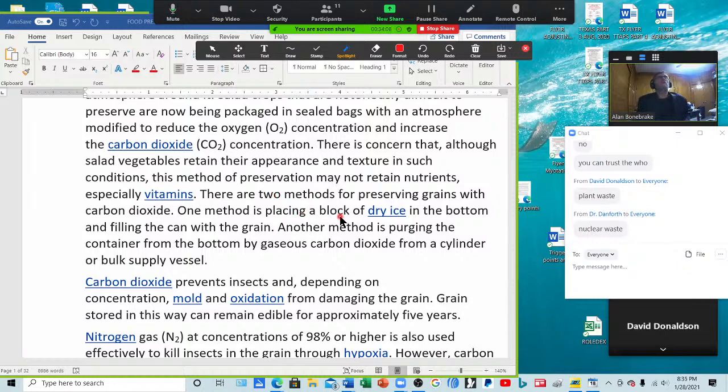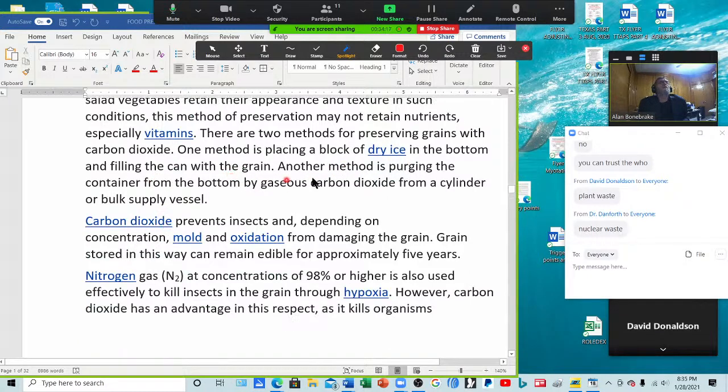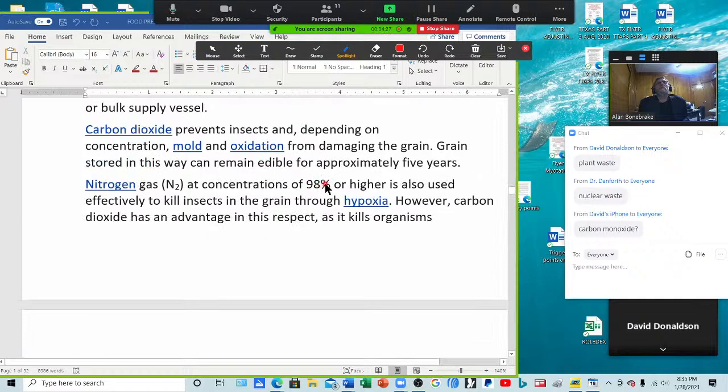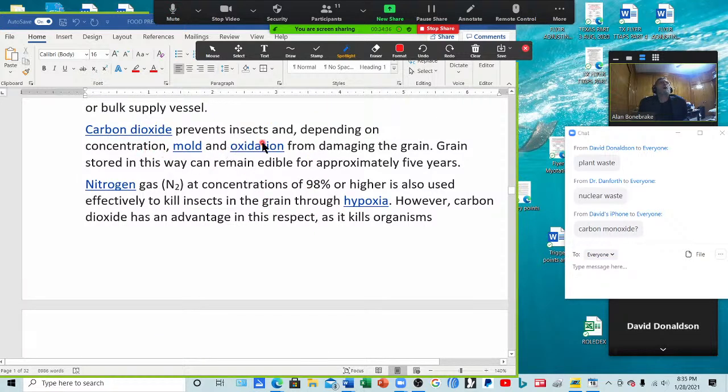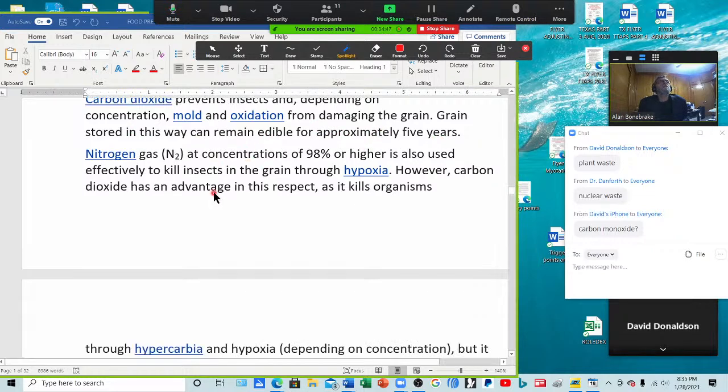There are two methods for preserving dry grains with carbon dioxide. One is placing a block of dry ice in the bottom, then filling the can with the grain. Another method is purging the container from the bottom by gaseous carbon dioxide from a cylinder or bulk supply vessel. I wonder if they're taxing that CO2, you think? No, it's carbon dioxide, not monoxide. Carbon dioxide prevents insects and, depending on concentration, mold and oxidation from damaging the grain. Grain stored in this way can remain edible for approximately 5 years.